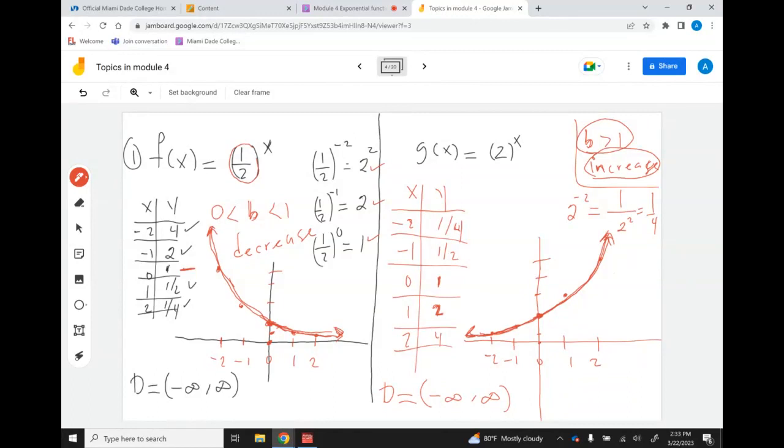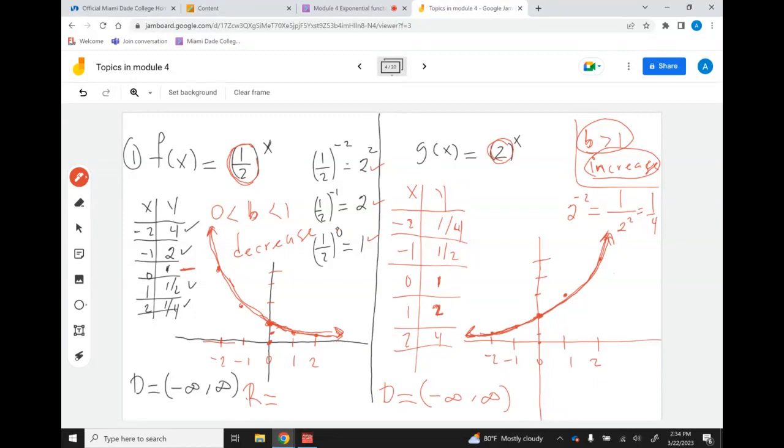So there you have two examples, very basic, and pay attention to the graphs. The base is huge here. You cannot ignore the fact that the base here is 2, and therefore the function is going to increase. In this case, the base is 1/2, which is between 0 and 1, and that will make it go down. It will be decreasing, which is called exponential decay. Now that I have the two graphs, then let's look at the range.